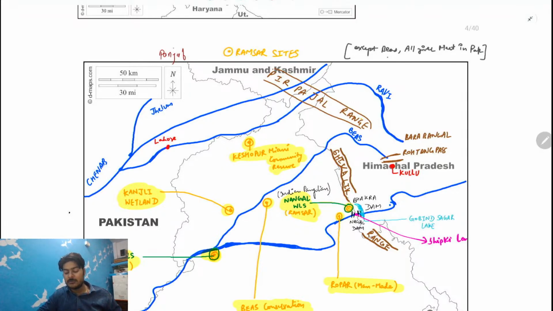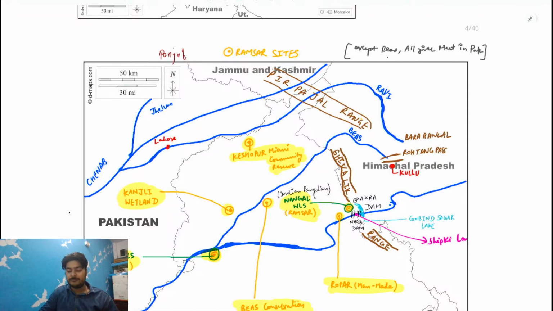Nalgal Wildlife Sanctuary is also a Ramsar site. And next is the Kanjli Wildlife Sanctuary. Here you have Harike Wildlife Sanctuary. Kishorpur Miani, it is a community reserve. Very, very important, can be asked in the examination also. Kesarpur Miani Community Reserve.